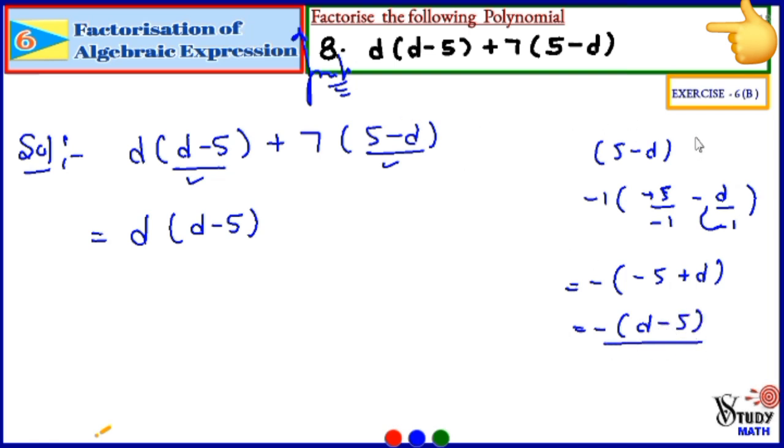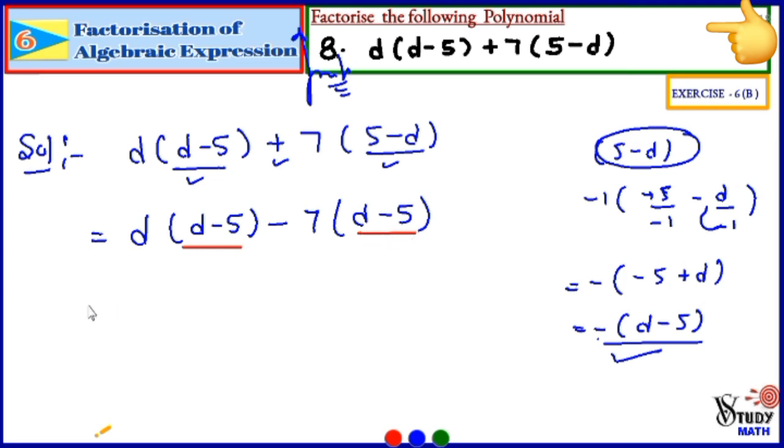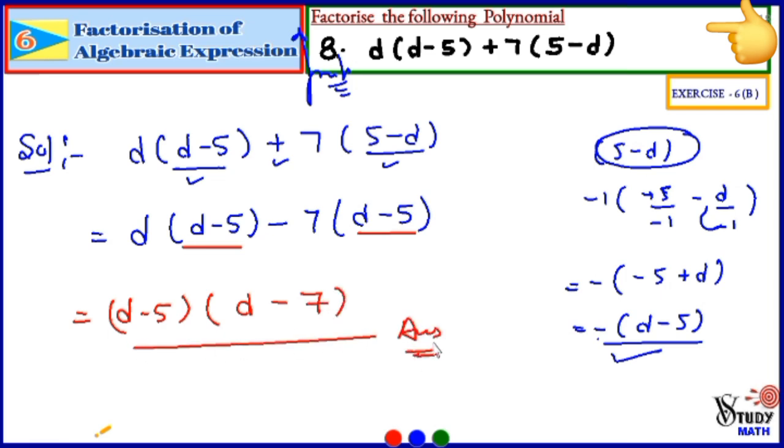I'll take negative 1 as common from both the terms, and when this negative sign multiplies here, it becomes negative, and it can be written as negative 7(d - 5). Now my dear students, you can see this binomial and this binomial are the same in both the terms. So I'll take d - 5 as common. After taking d - 5 common, the remainder in the first term is d and the remainder in the second term is negative 7, and this is the final answer of this problem, (d - 5)(d - 7). You understand the remainder concept very well.